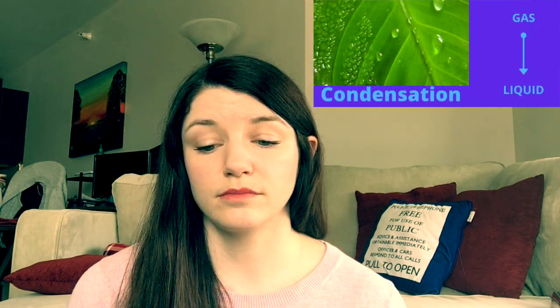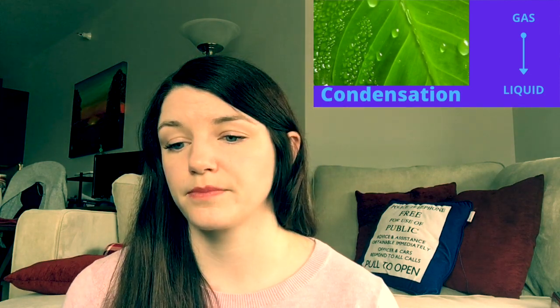Then we've got condensation. That is when a gas loses enough heat energy that those molecules come together and form liquid. So dewdrops or rain is another example of condensation in the atmosphere. You've got water molecules that will lose so much heat energy because the temperature is dropping that they condense and they fall out of the sky.